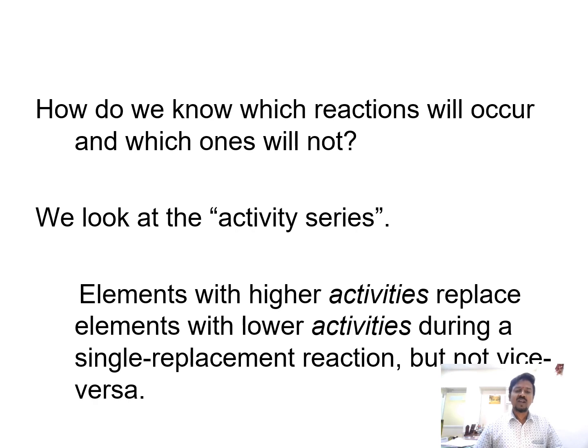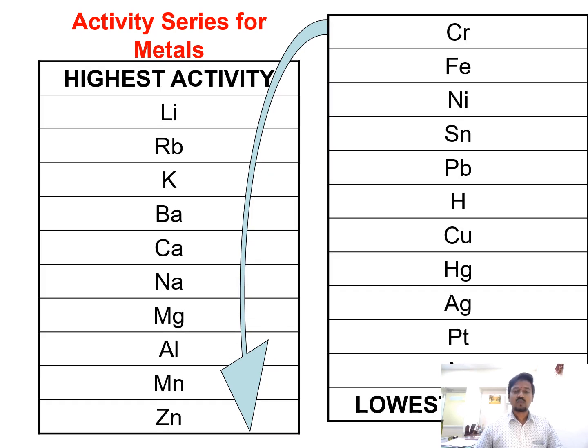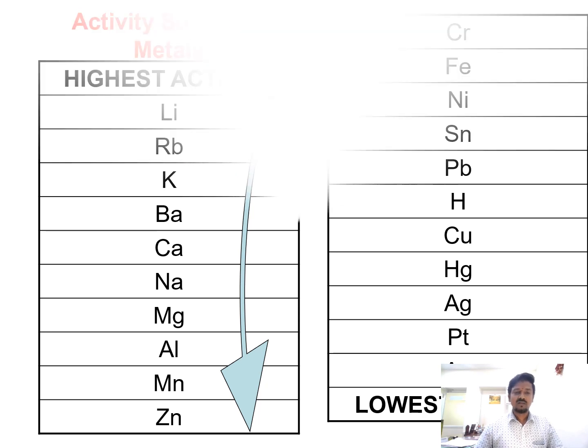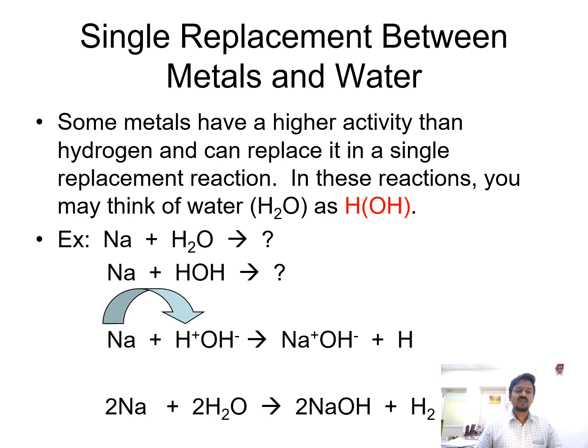How do we know which reaction will occur and which one will not? We look at the activity series to find out which reaction will occur and which will not. For that, we can easily understand the activity series of elements. From lithium to zinc, the activity will decrease. From chromium to platinum, the activity will be lower. These are examples of single replacement between metals and water.